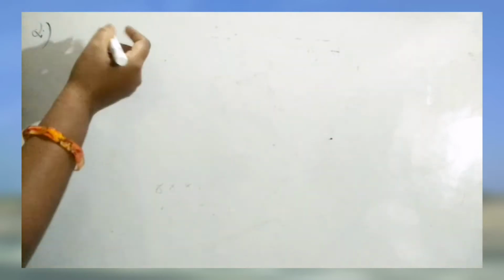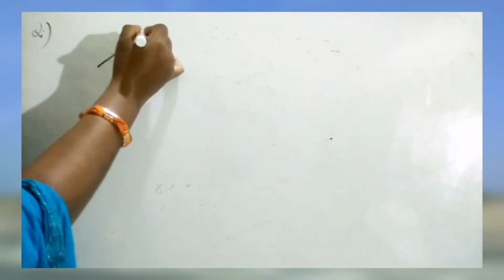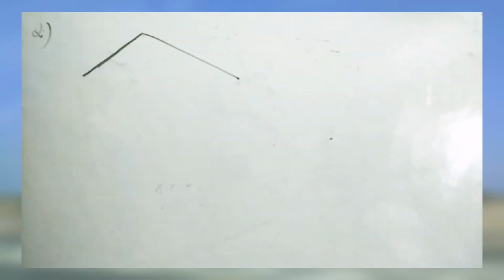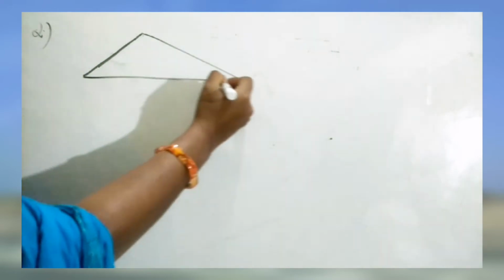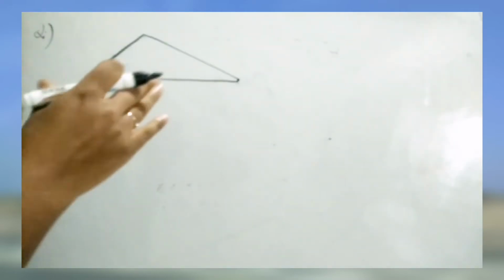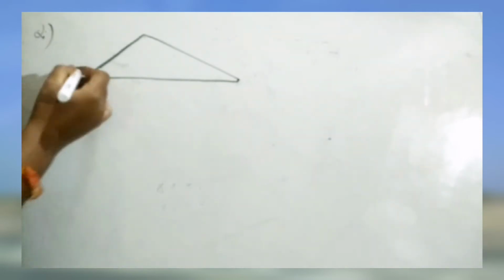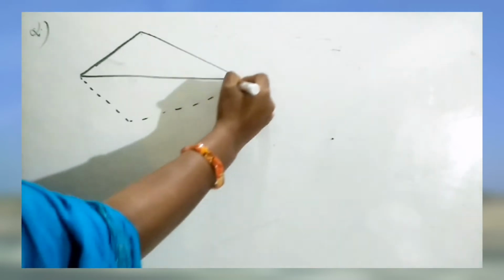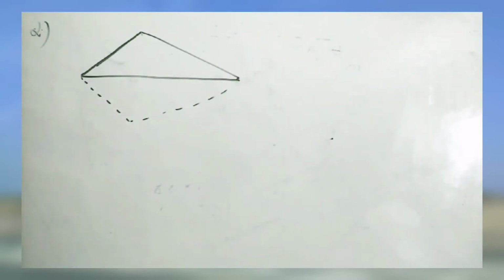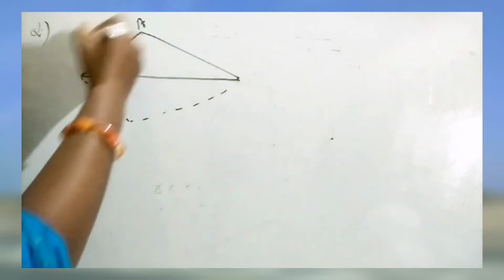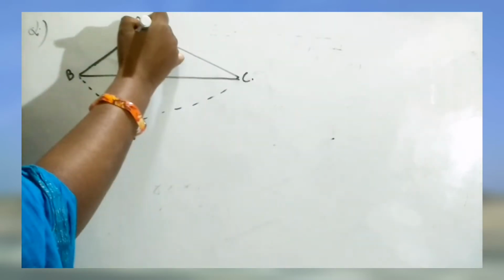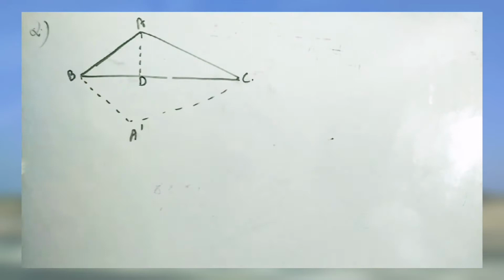Second question. First we need to consider a right angled triangle. Okay, this is a right triangle. Now we are going to revolve this right triangle about this hypotenuse. Then this is the portion that will form after revolving this triangle about the hypotenuse. So mark it as A, this is B, and let it be A dash, and this is C. Now I am going to take it as D.